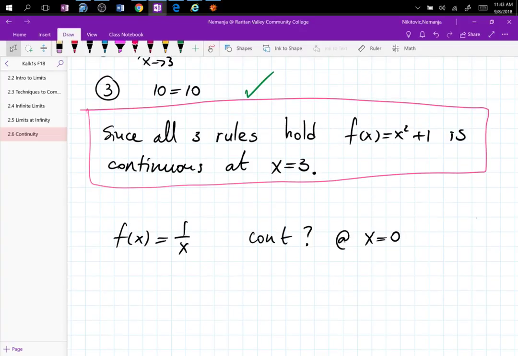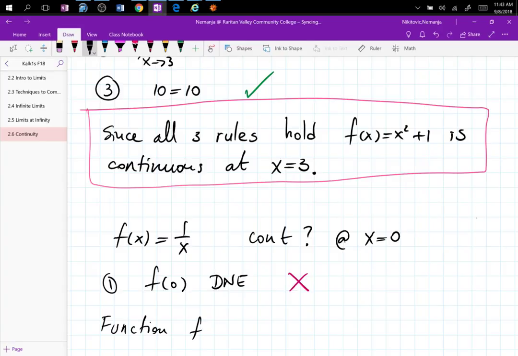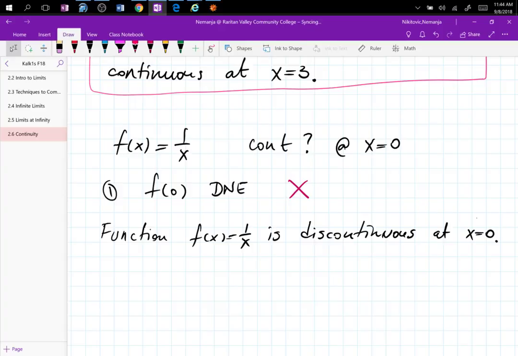Well, out on a first strike. f of 0 does not exist. Big fat E. The function f of x equals 1 over x is discontinuous at x equals 0. It failed on the first bullet point.